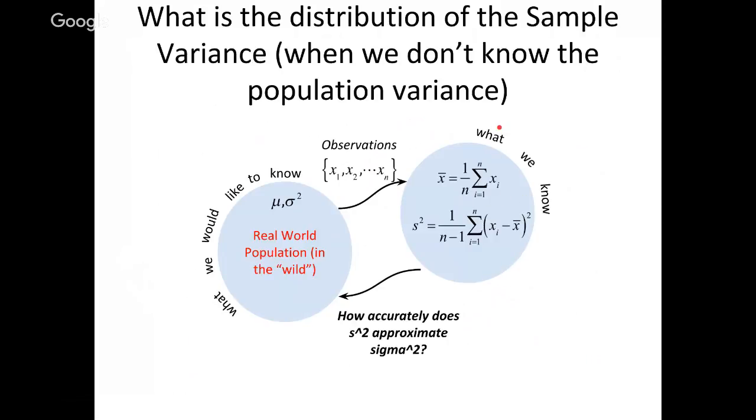What if we don't know the population variance and we have to approximate it by the sample variance? Well, coming back to our conceptual diagram, in that case the first question that we have to answer is, how accurately does our sample variance reflect the population variance? Because we've already talked about how well the sample mean approximates the population mean. So in the case where we don't know the population variance, we need to figure out how well S squared approximates sigma squared.